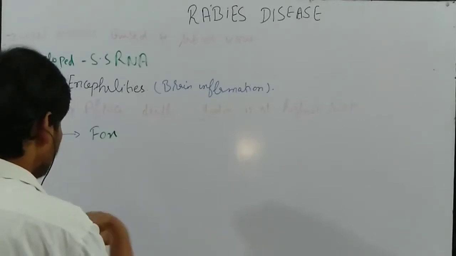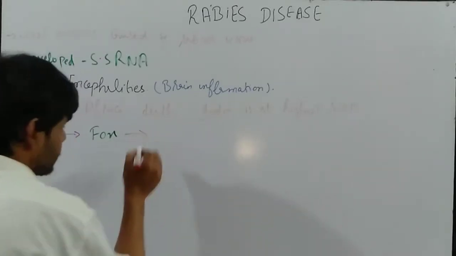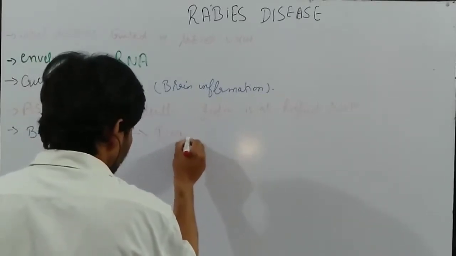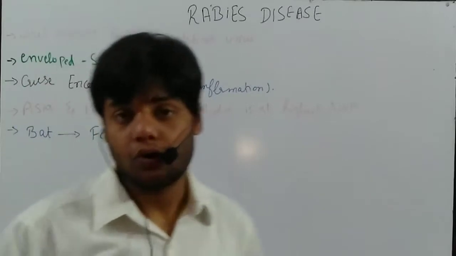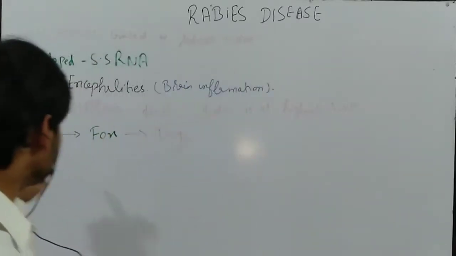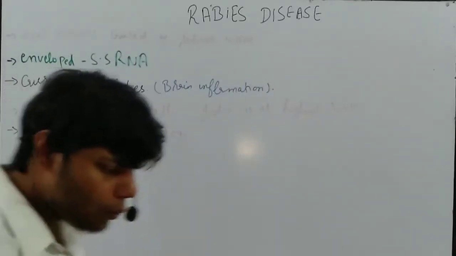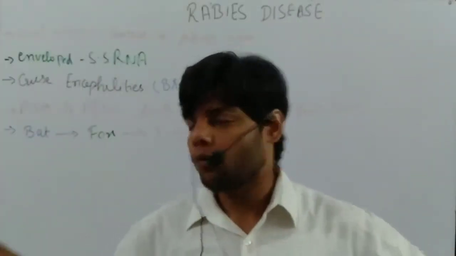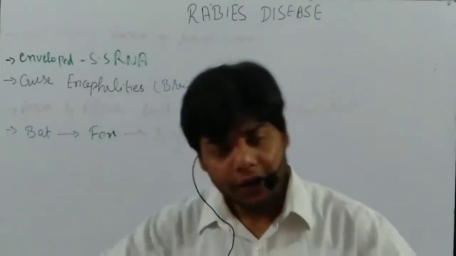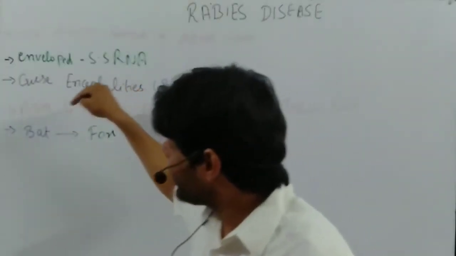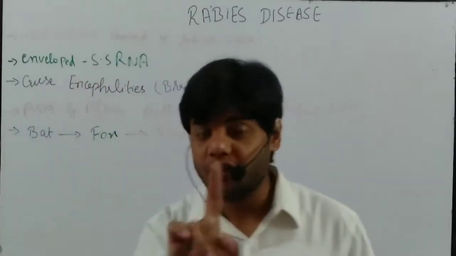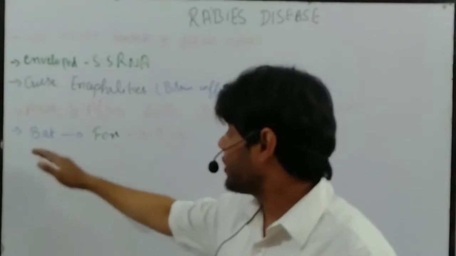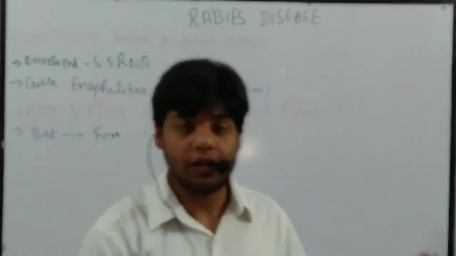And then this fox can bite. This fox bites what? They bite dogs. So then it is transmitted to the dogs. Usually this rabies disease was present in the environment of Asia, Africa and India, but it directly affects the bat first, and after that it is transmitted to other animals.